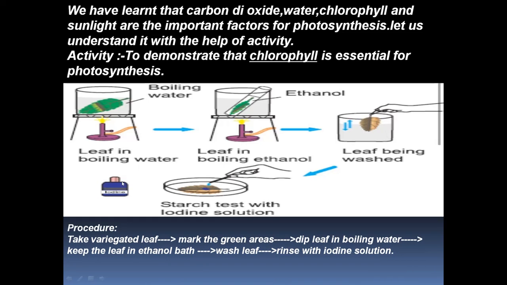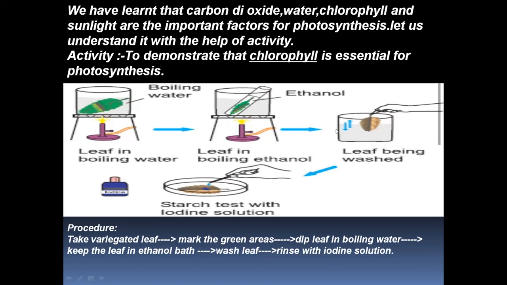To carry out this activity, we need to take one variegated leaf and mark the green areas in the leaf. Later, we should dip the leaf in boiling water, as you can see in this image. Then, after a few minutes, we have to dip the leaf in ethanol and indirectly heat it by using a water bath.